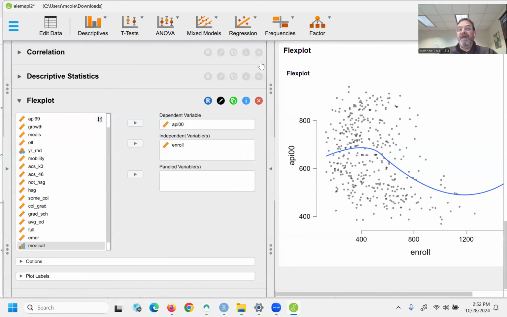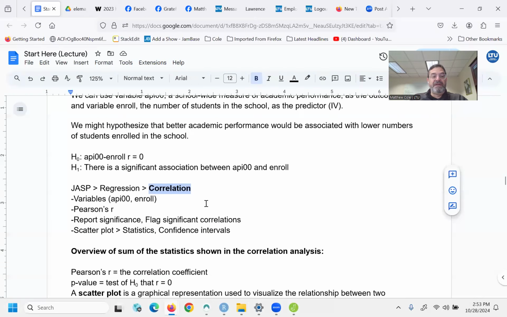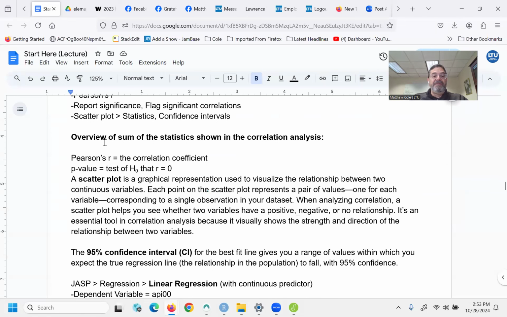All right, so we've done that. So far, so good. And let's learn a little bit about what we've looked at so far. So, an overview of what we've done so far.